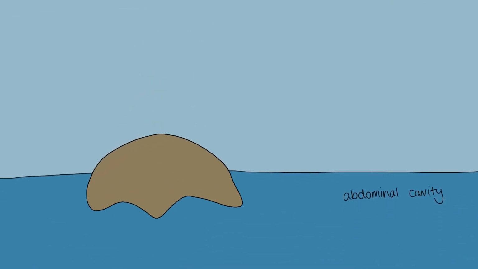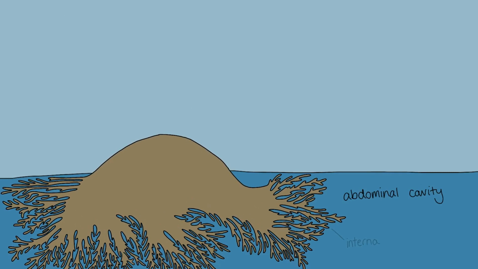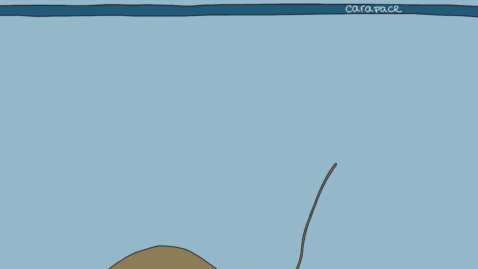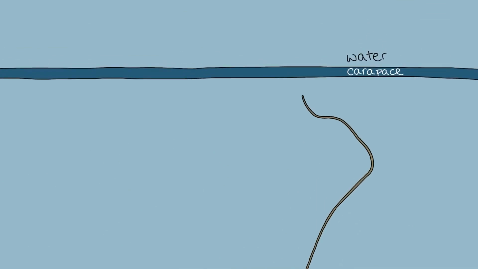There, the larvae attach themselves to the host tissues and form a root-like network known as the interna. The roots grow by absorbing nutrients from the crab's hemolymph. After 1 to 3 years, the interna ruptures the crab's carapace and becomes exposed to the water. The interna is now an externa.